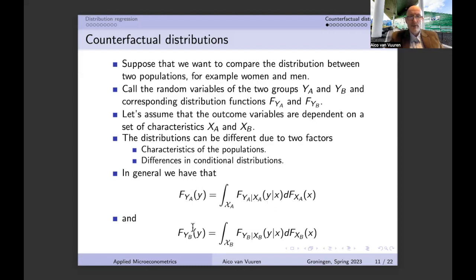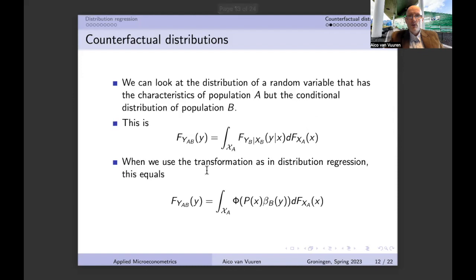We can do exactly the same thing with respect to the B population. But then we can even ask ourselves the question, could we look at a random variable, an outcome variable, for a counterfactual population, where the A population has the characteristics of the A population, but the conditional distributions of the B population? So we could ask, could we look at a situation in which we look at the characteristics of the women, but they have the conditional distribution of the men?